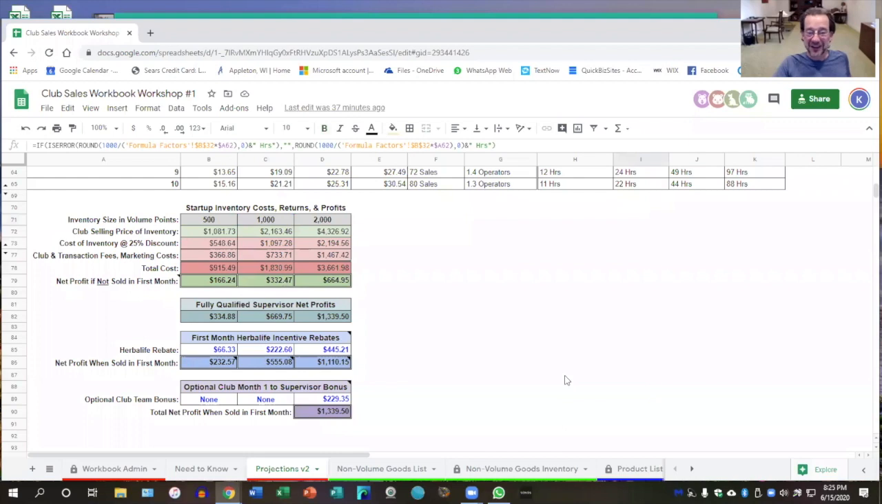Say, Susie, here's the other thing. If you do this 2,000 and sell it by the end of the month, they're going to give you $445 rebate. Now, instead of making $664, you're going to make $1,110. And guess what that does? That qualifies you to be like me as supervisor. By the end of this month, I actually would make $1,339 on that. You'd only make $1,110, but starting the next month, you'd make the $1,339.